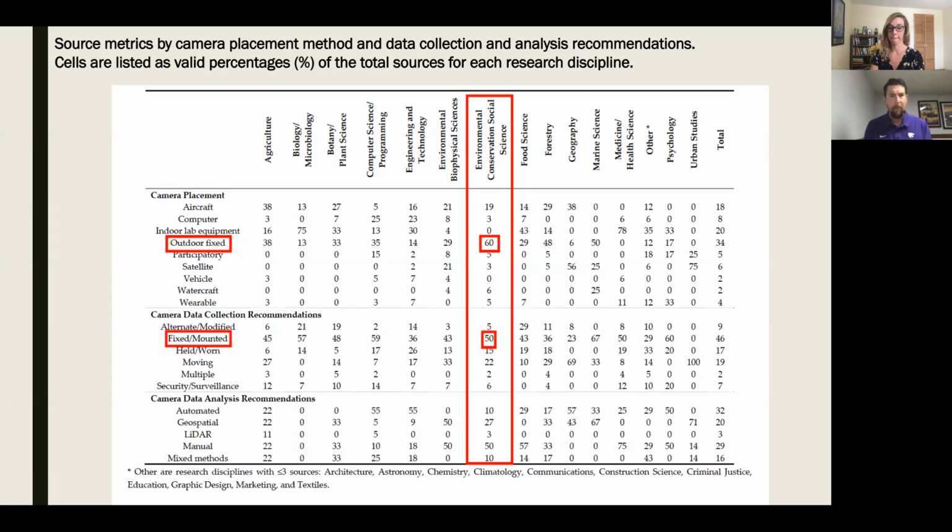And then lastly, the camera data analysis recommendations. A lot of the papers that we looked at had some sort of analysis recommendations that they proposed. Now for us, environmental conservation social science, the most prevalent, twice as prevalent as the next closest one, was manual. Now what this could tell us is that manual analysis of photo data, as many of you may be aware, is time consuming, expensive, with the opportunity for error because humans are making those judgments and looking at those pictures.